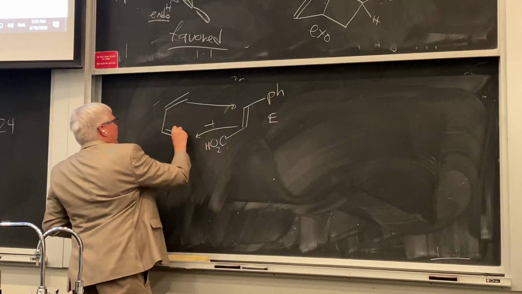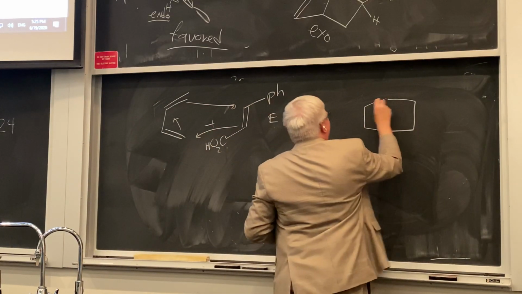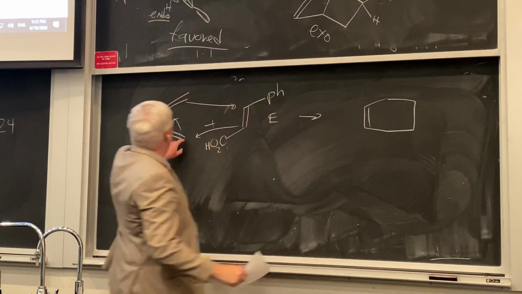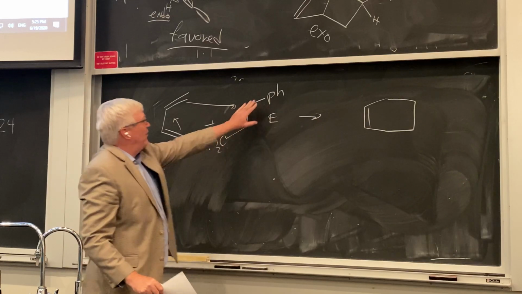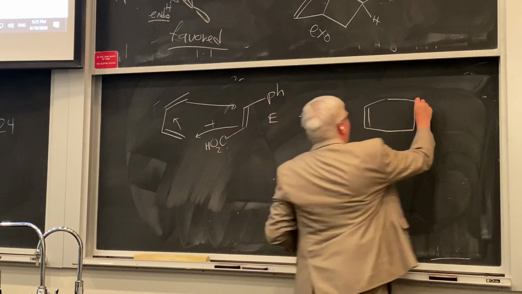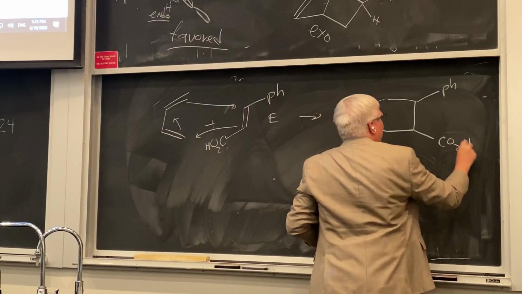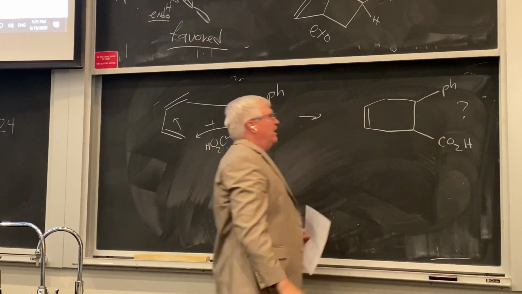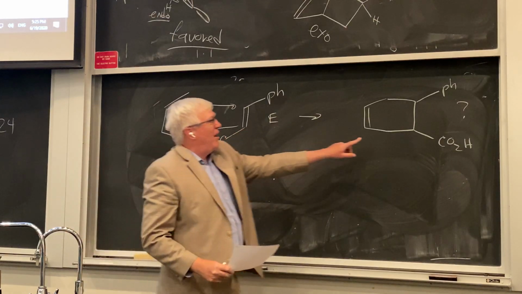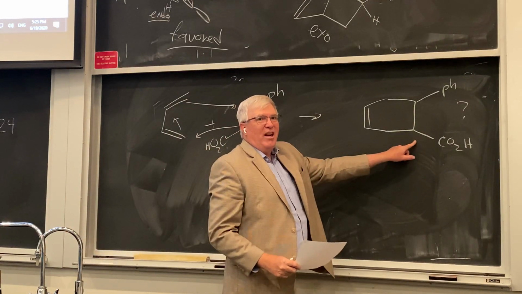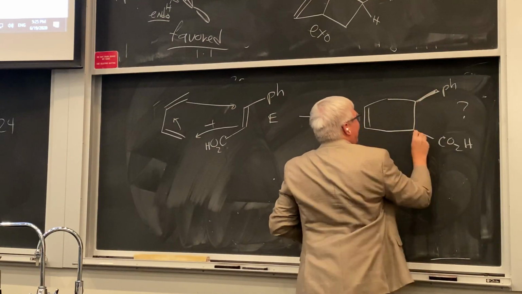Let's push our electrons around the ring. And yeah, cyclohexene. That's what we're forming. And there's nothing else on the butadiene. That's the easy part. I'm showing this example because of these two groups. We've got the phenyl and we've got the carboxylic acid. What's the relationship between those two? Well, it starts out E, so what do you think here in the product? Are they going to be cis or trans to each other? They're going to be trans to each other, okay?